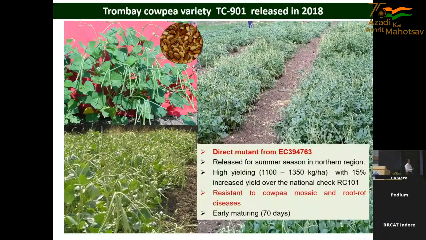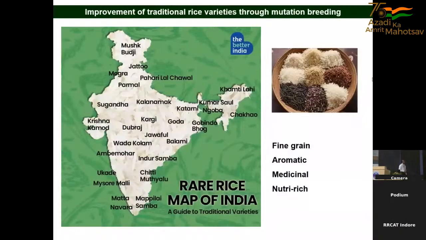And again, cowpea, this is what we call chowli. It's a direct mutant of this particular genotype. This is having very high yield and also suitable for summer season in the northern region, and is also resistant to the cowpea mosaic disease, which is a serious disease of the crop.